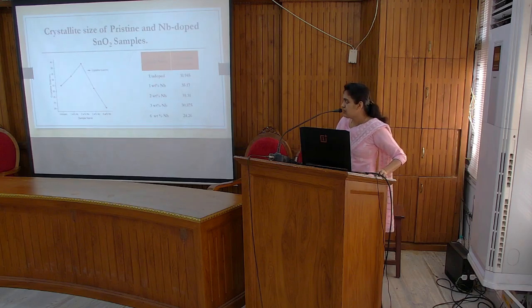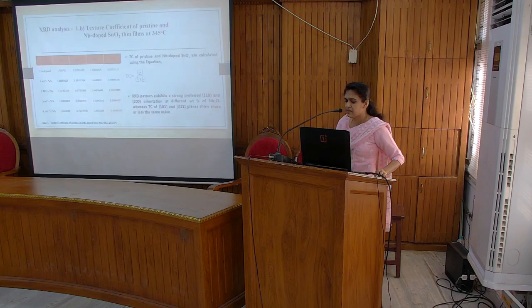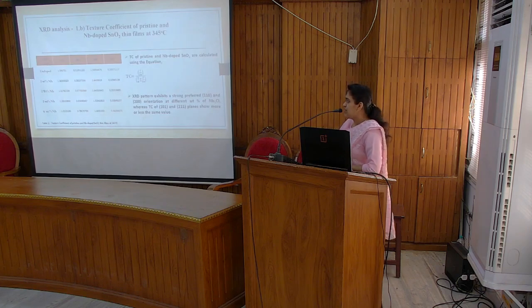The same thing is plotted here, the crystalline size versus the weight percentage of niobium. Here also it is clear that 6 weight percentage has the least size. And the texture coefficient at preferred orientations is calculated by using the equation Tc = (I/I0) divided by (1/n) times the summation over I/I0.